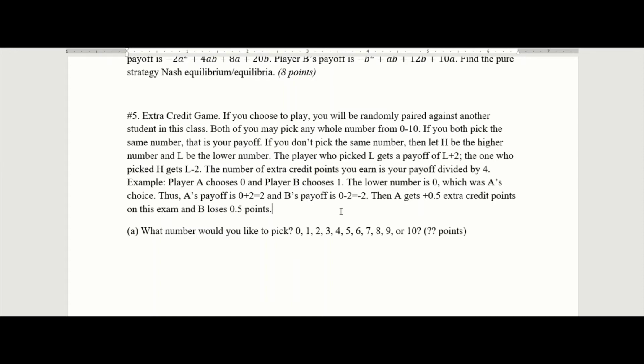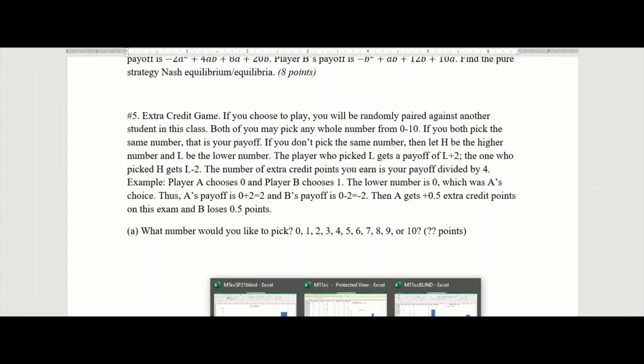The cooperative outcome here, ideally, would be you both pick 10. You pick the same number, in this case 10, that's your payoff, so you're both getting 10. To convert that payoff to extra credit points, we divide by 4, as it says in our directions. So you both pick 10, you get 10, and 10 divided by 4 is 2.5. That's what cooperation would look like. Some of you were cooperators who played 10 and hoped to get a partner who also played 10. Some of the others were playing less cooperatively, playing for the 0-0 equilibrium, and a couple of you fell in between.